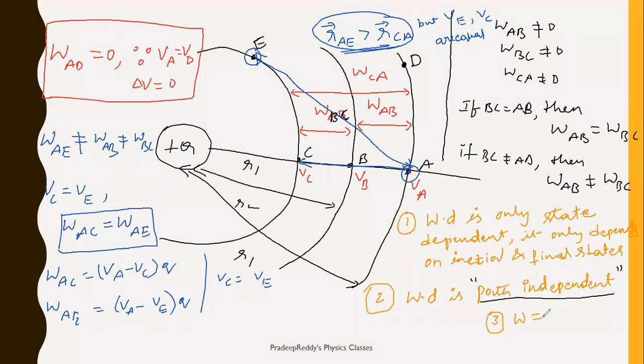And point number 3. Work done can be equal to 0. Work done can be positive. Work done can be negative. That depends on the potential points. Okay. Work done can be 0, positive, or negative. That depends upon the potential points, from where to where you are bringing the charge, which type of charge you are bringing, and the reference point charge, whether it is plus capital Q or minus capital Q. Depending on that, you will be having work done either negative or positive, and work done can be even zero. Good.